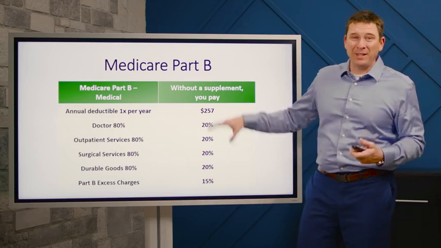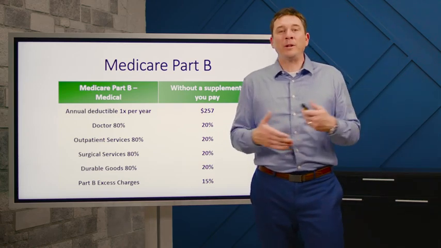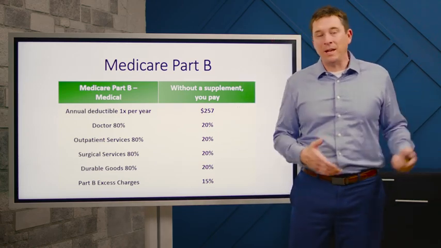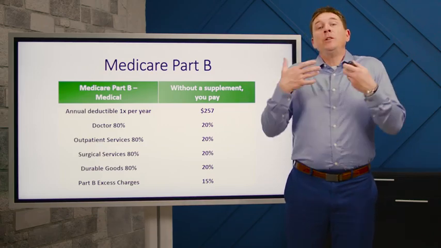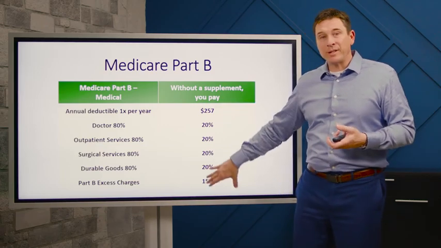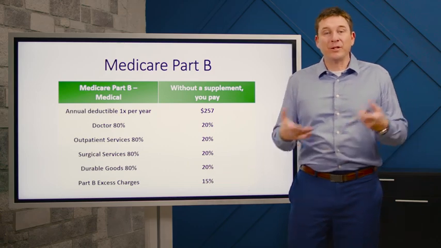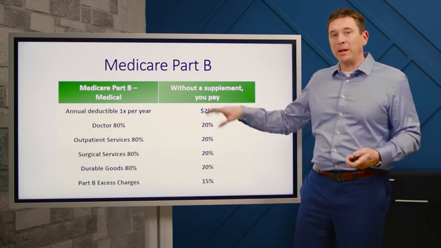The big issue with these costs is if you have something going on where you're receiving regular treatment, let's say you have cancer and you're going through chemo, radiation, things like that, you're going to keep paying this 20% with no stop loss. There's no max out of pocket with Medicare.